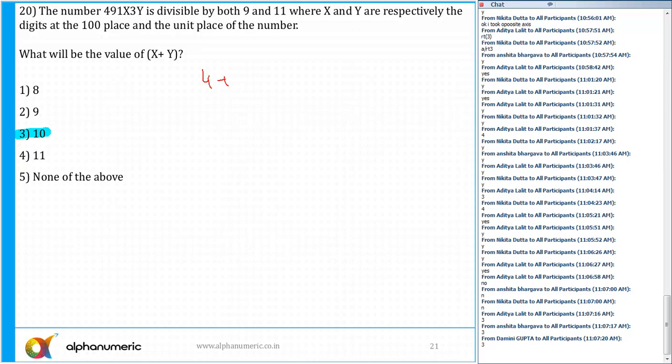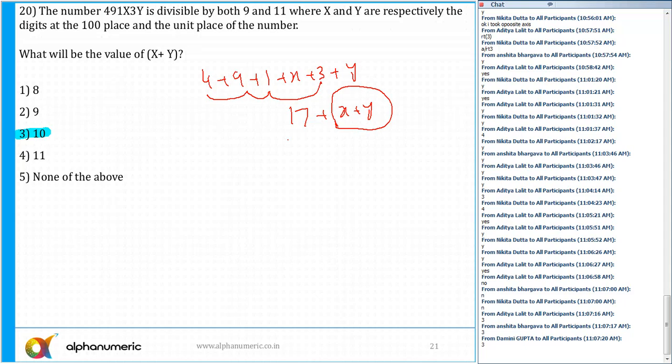So 4 plus 9 plus 1 plus x plus 3 plus y. I can say 4 plus 9 is 13, plus 1 is 14, 14 plus 3 is 17. So 17 plus x plus y. It has to be a multiple of 9. Yes or no? So if it has to be a multiple of 9, then 17 plus x plus y has to be a multiple of this one, 9.